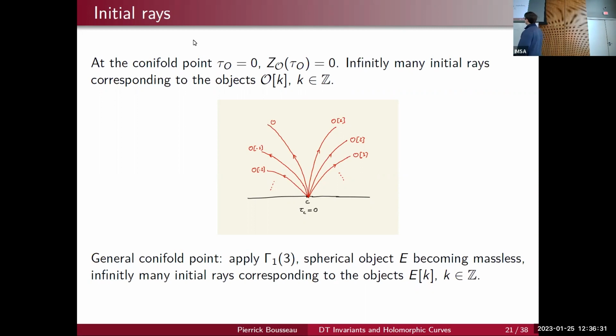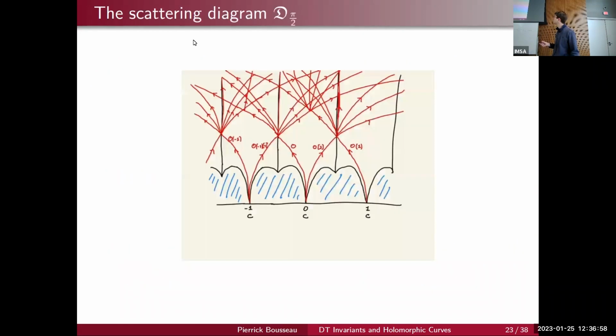So actually, in this picture, there will be infinitely many initial points indexed by gamma 1 of 3, which correspond to all the possible spherical objects in your derived category. So maybe I should have made this remark before. Here is this group gamma 1 of 3, which gives here the modular curve. From the derived category point of view, it is realized as a group of autoequivalences of the derived category. And so here is a more complete picture. Before, I drew a very small piece of the picture, and here is a bigger picture. And as I said, you can draw this picture for every angle theta. So this is a picture for the angle theta equal pi over 2.